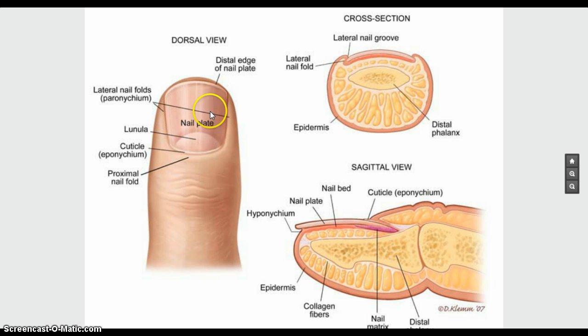Then let's take a look at the other anatomical structures. There's the nail plate. I call it the nail body. It's actually called the nail body. Then after that, there's the hyponychium, which is the space below the nail and the anterior portion of the nail. And then there's the cuticle, also called the eponychium, which is this free edge of skin right there. And then there's the lunula, which is this crescent-shaped thing.